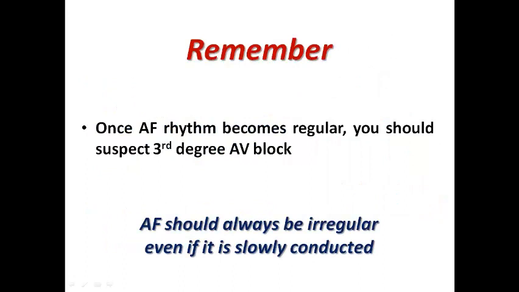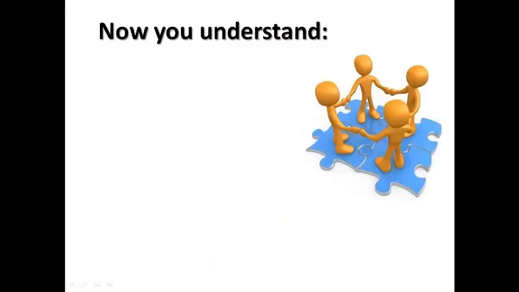So remember, once AF rhythm becomes regular, you should suspect third degree AV block on top, but AF should always be irregular even if it is slowly conducted. So if I find AF and regular rhythm, it should be third degree AV block on top, but if the AF is slowed down but irregular, I can call this just AF with slow ventricular rate, which of course needs admission and needs monitoring, but it is not a high grade AV block like in AF with complete heart block.